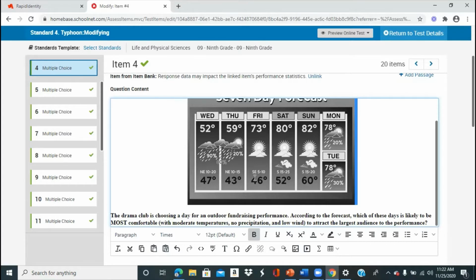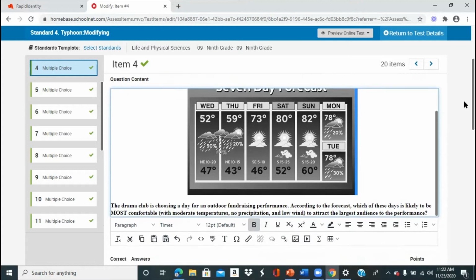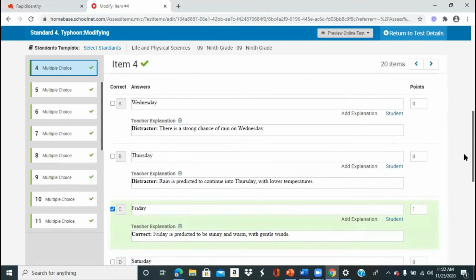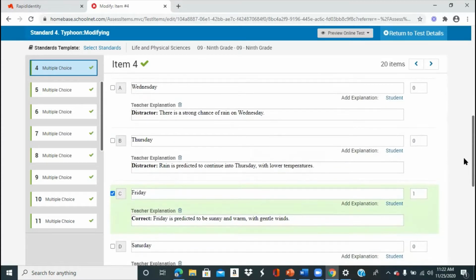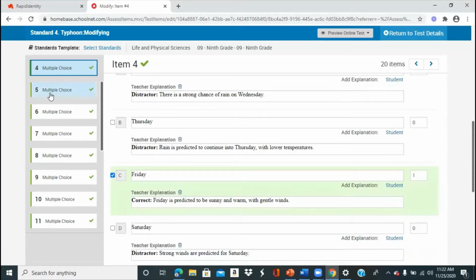So you're left with fair weather with very comfortable wind movement and no precipitation prediction. So that's how you try to analyze a weather map. You always have to contextualize it based on the given scenario. So let's go down to the other options, and then again we see here that Friday is the best answer.